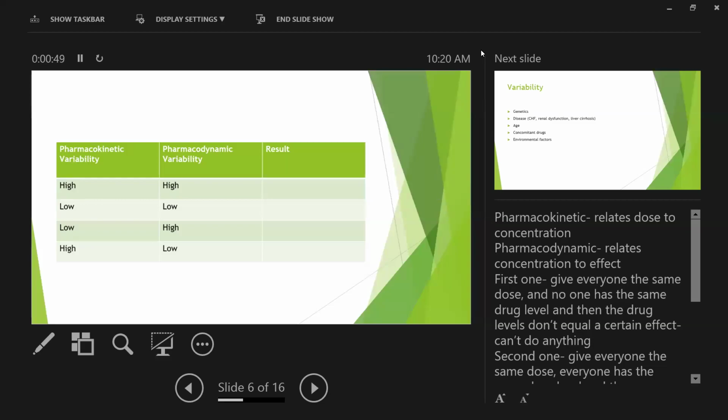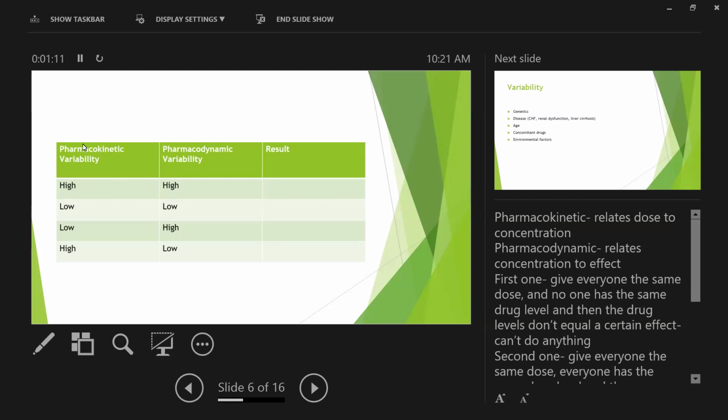Hi, everybody. All right, so now we're moving on with our discussion of when do we really need to use pharmacokinetics to get the best result for our patients.